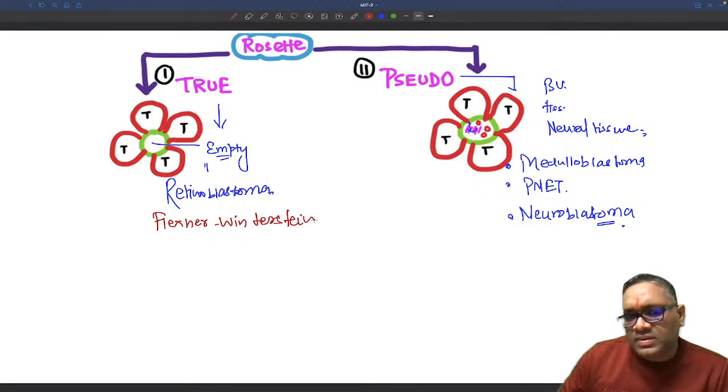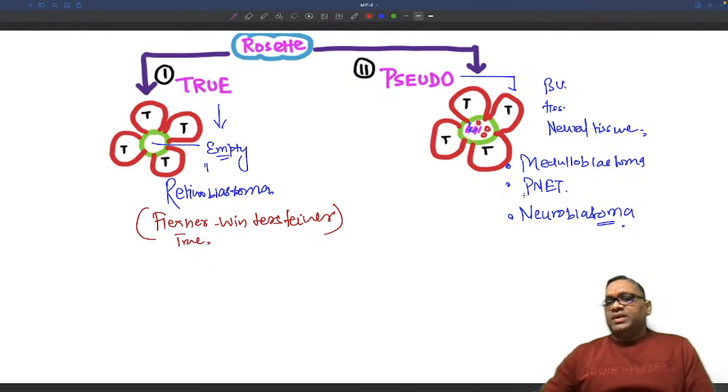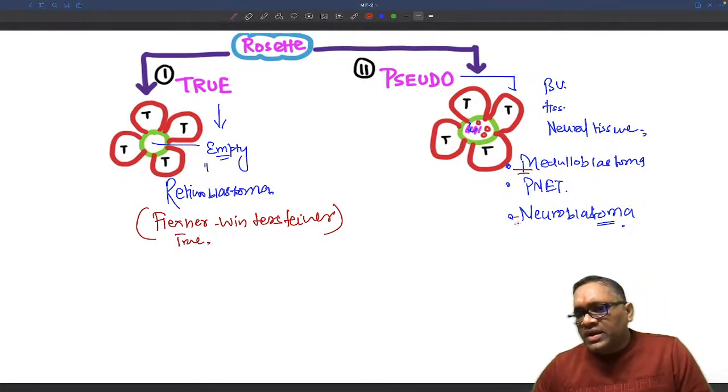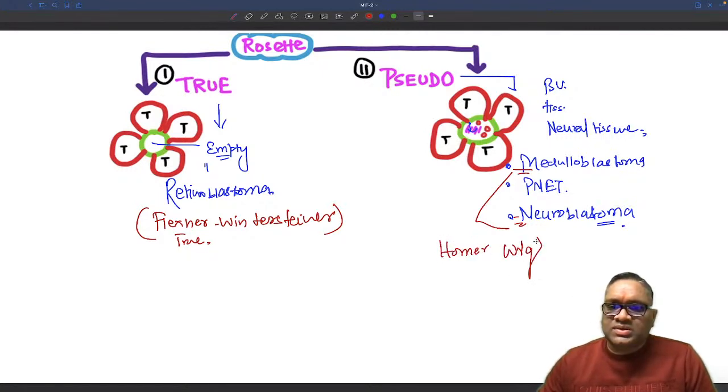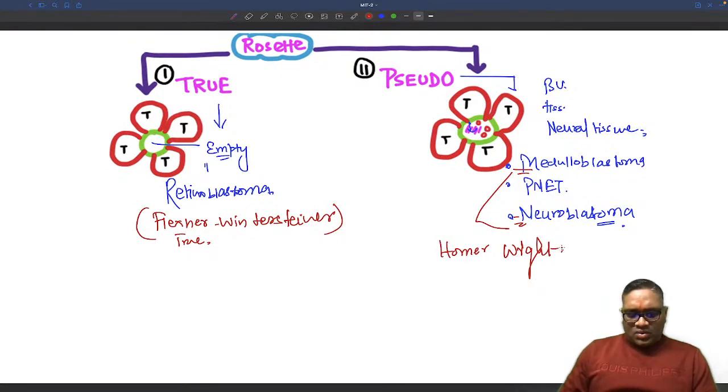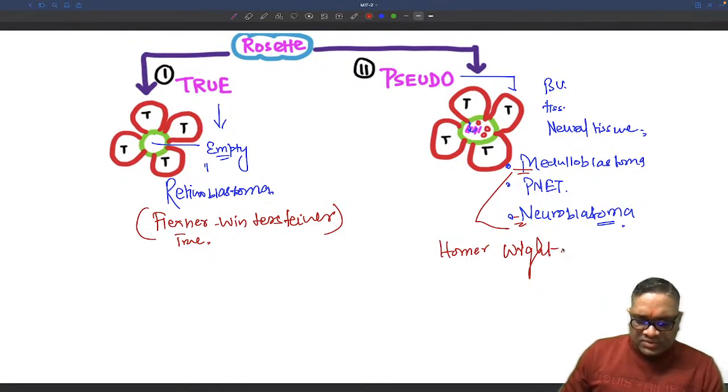Flexner-Wintersteiner true rosette. So as I said, it is a true rosette, right? Whereas in medulloblastoma and neuroblastoma, the rosette which we are seeing is called the Homer Wright pseudo rosette, right? So that is how we are going to identify the Homer Wright pseudo rosette.